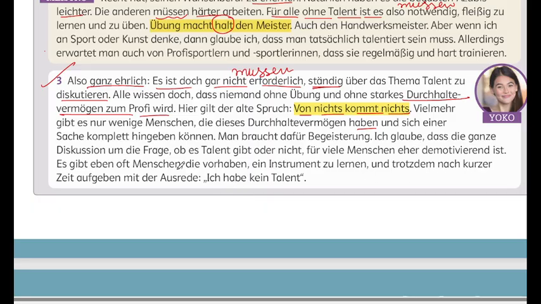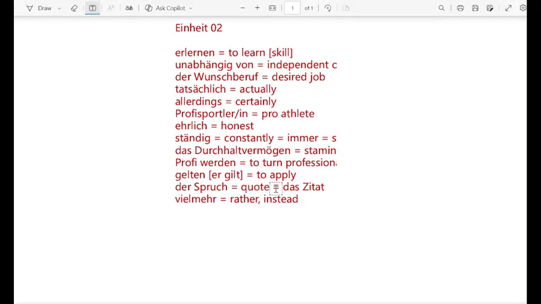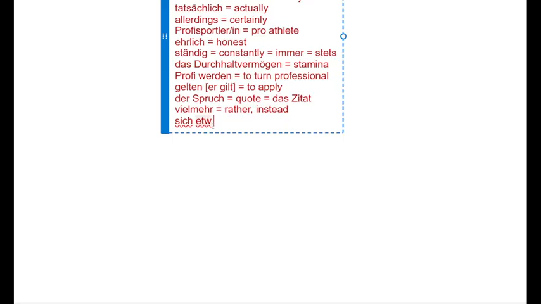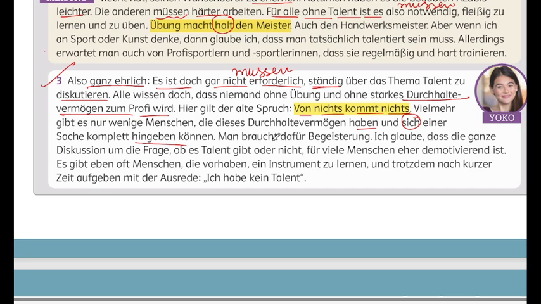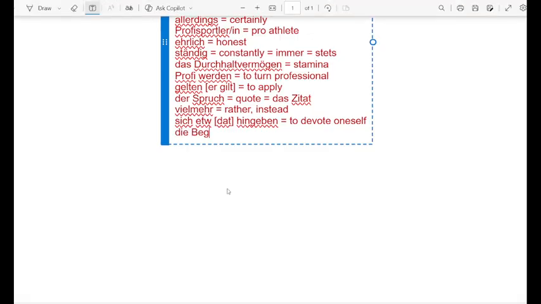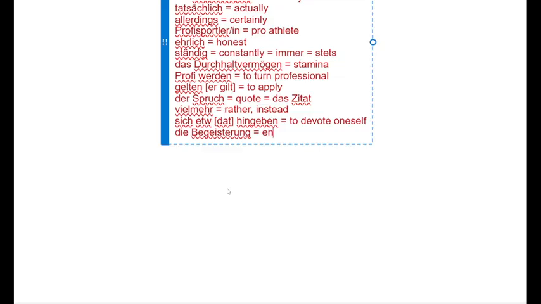Sich einer Sache komplett hingeben. Sich hingeben, okay. Sich etwas hingeben, and this etwas would be in dative case, which means to devote oneself. Man braucht dafür Begeisterung. Again, a very important word. For this, you need enthusiasm.